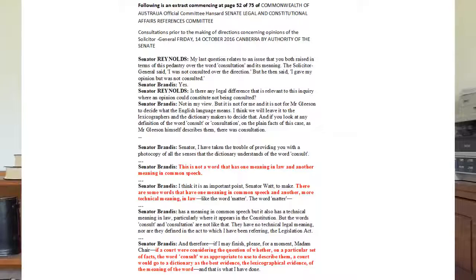I'm just going to read the bits in red, which is part of the defence Senator Brandis was offering up. Senator Brandis says, "This is not a word that has one meaning in law and another meaning in common speech." Remembering too, Senator Brandis is a Queen's Counsel, so he is a highly qualified lawyer and he knows what he's talking about. So right there is the implication that there are words that do have a different meaning in common speech as opposed to in the law.